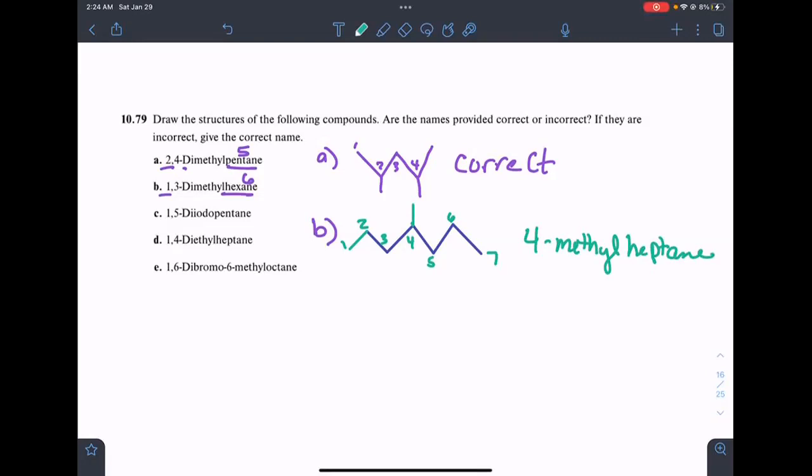Okay, so this is just to give you an idea. There's plenty more, and the answers to all the odds are in the back of the book. So that's how you do those. All right, I hope that's helpful to you. And that's it.